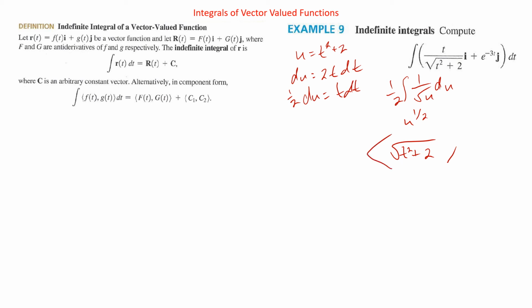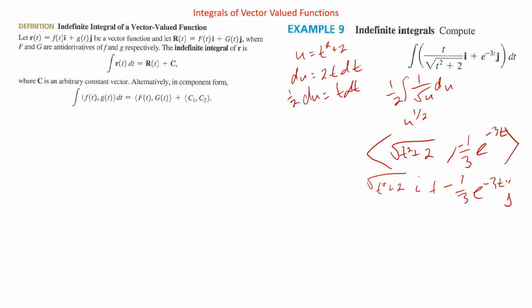So that's the x component. The y component is e to the negative 3t. Well, that's going to be e to the negative 3t divided by negative 3, so negative 1/3 e to the negative 3t. And so that's the component. We could change this to i and j. We have root t squared plus 2 i plus or minus 1/3 e to the negative 3t j.